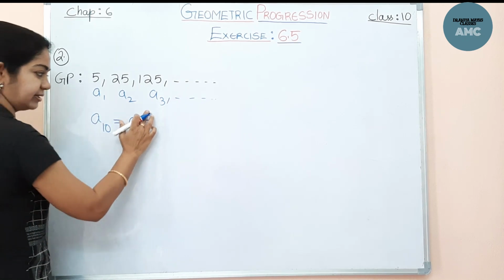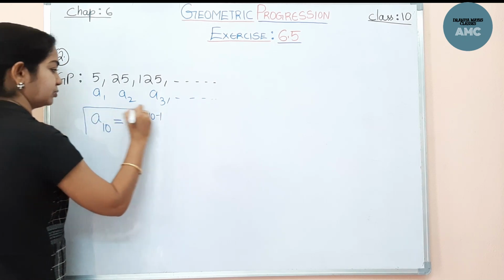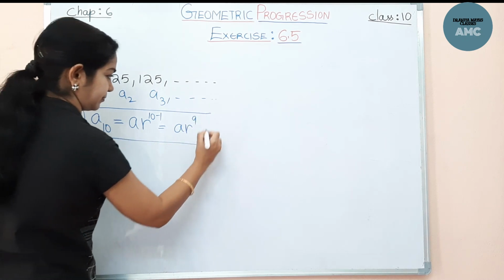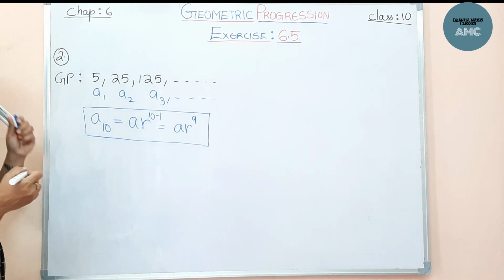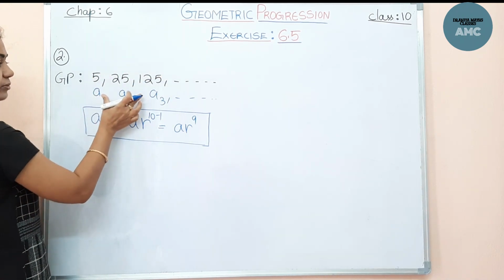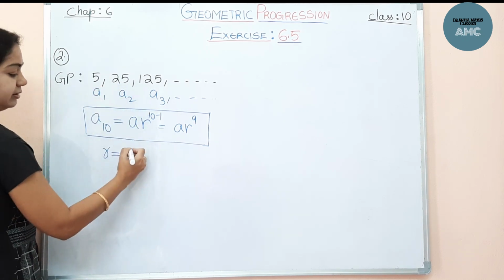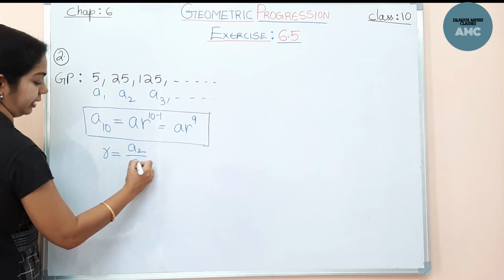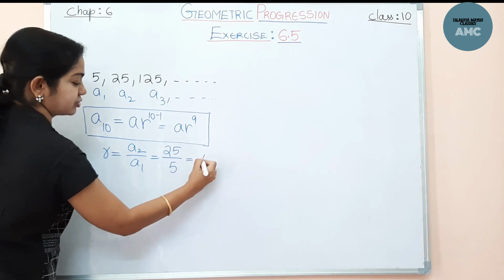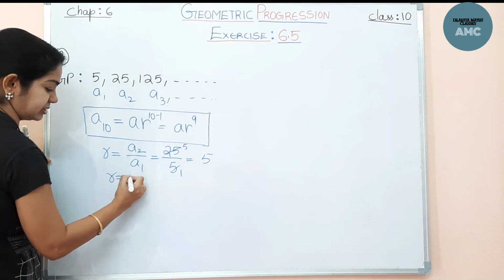Let me write 10 minus 1. So this is nothing but AR9. Now, to find any term, we should know the first term as well as the common ratio. Now, we don't know the common ratio here. Let's find the common ratio R, that is nothing but A2 divided by A1. So it is 25 by 5. So this comes to 5. 5 ones are 5, 5 5s are 25. So the R value is 5.